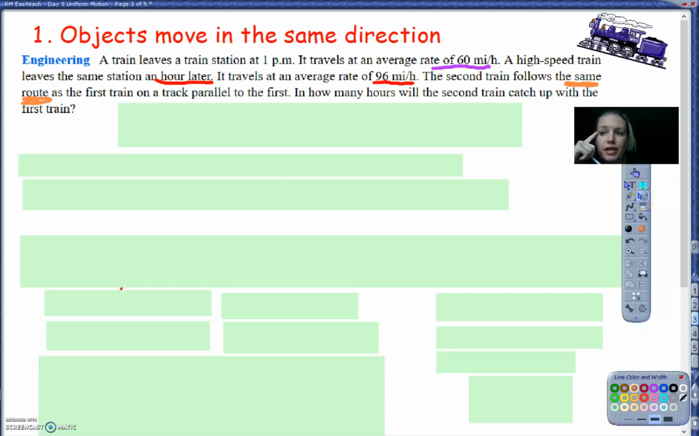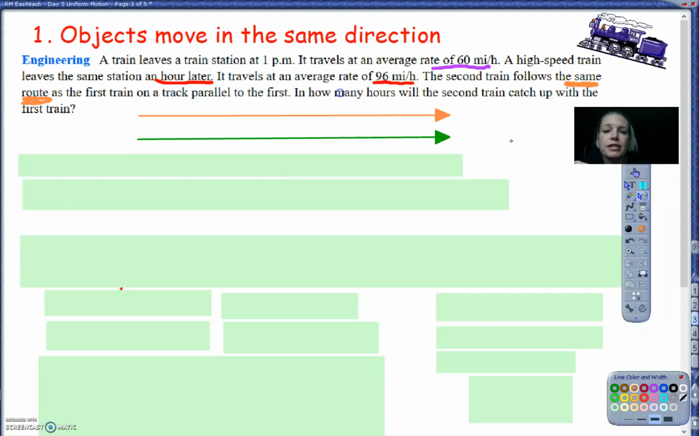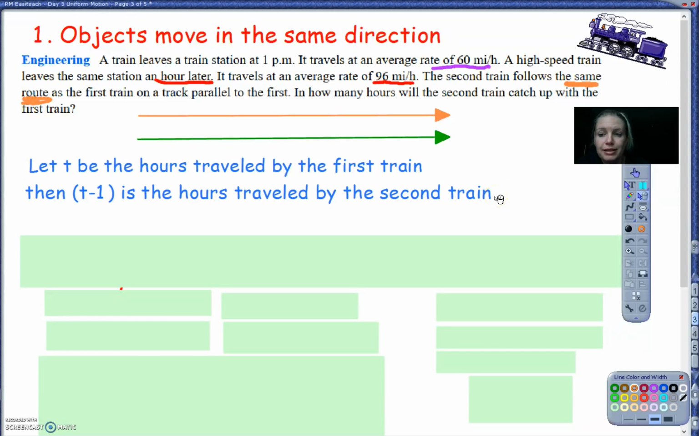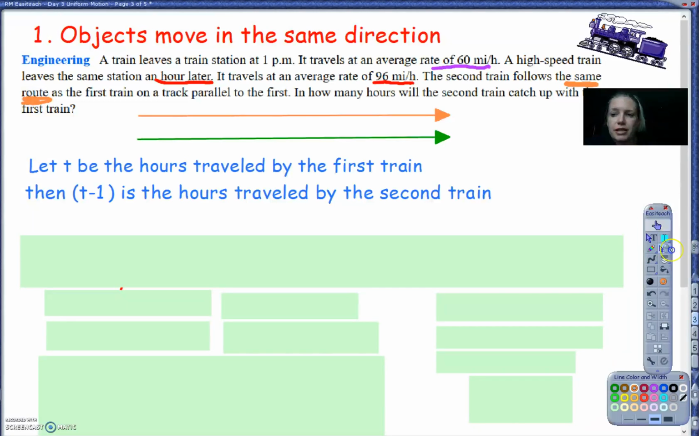So it's important, when you're thinking about this problem, we have 2 trains and they're going in the same direction. Okay. So we're going to let T be the hours traveled by the first train. All right, so if the first train is going at T, the second train, if you think about it, left an hour later. But we want to know when they have the same distance covered. So if it left an hour later, its time is T minus 1. That's traveled by the second train. Okay. Sorry, my recording is getting in the way there.